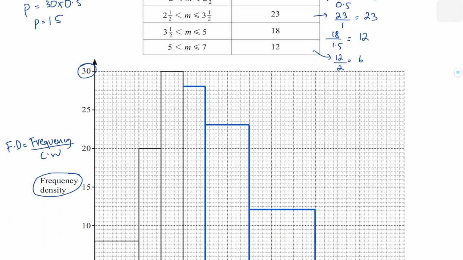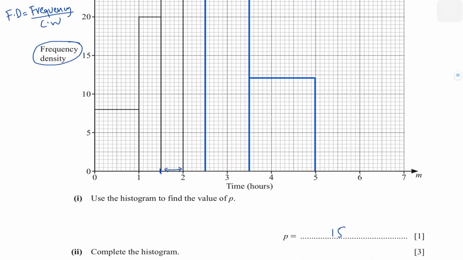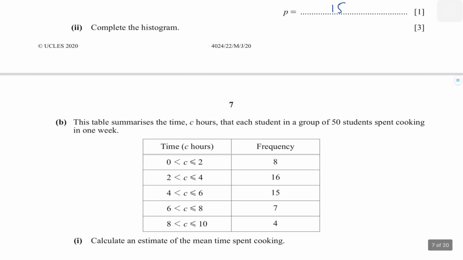And then for 5 to 7, it is going to be 6. So here's 5, 2 blocks above is going to be 6. So there you go. Okay, so we've completed the histogram.